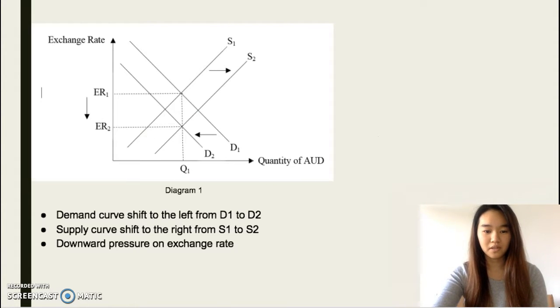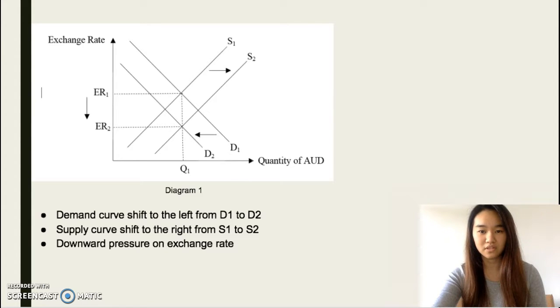As you can see from diagram 1, demand shifts to the left and supply shifts to the right. Demand shifts to the left because there is less capital inflow, as low interest rate would attract less foreign saving, leading to less demand for Australian dollars. At the same time, supply shifts to the right because there is more capital outflow, leading to a rise in supply of Australian dollars. As a result, this could put downward pressure on the exchange rate.